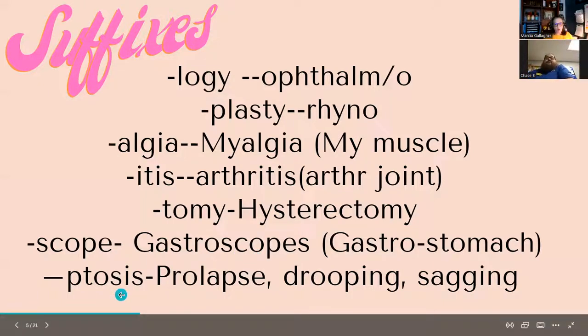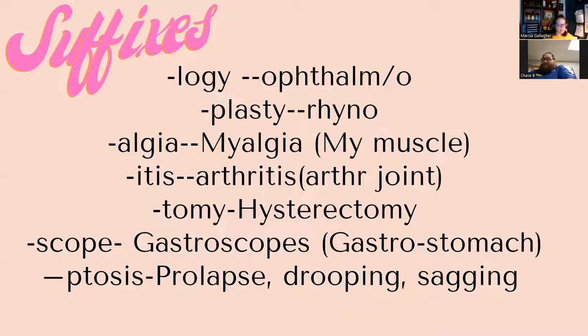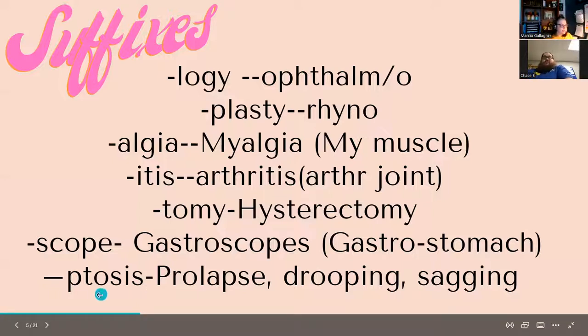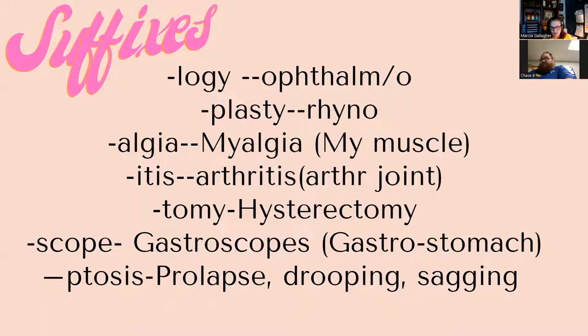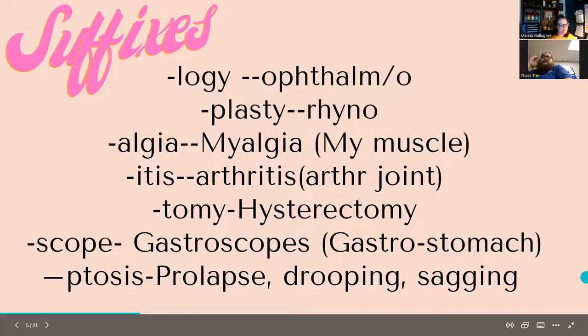All right, this is one that was not on the list, but it's going to be in a little certification prep test that we're going to do next. Ptosis, P-T-O-S-I-S, means prolapse, drooping or sagging. And that's usually something that occurs with your eyelids. I had to look it up. That's the reason I know, because I didn't remember.